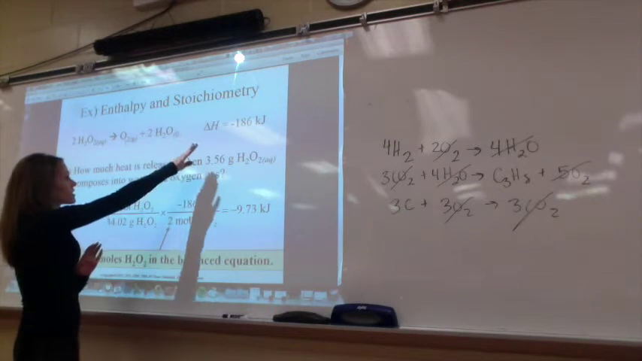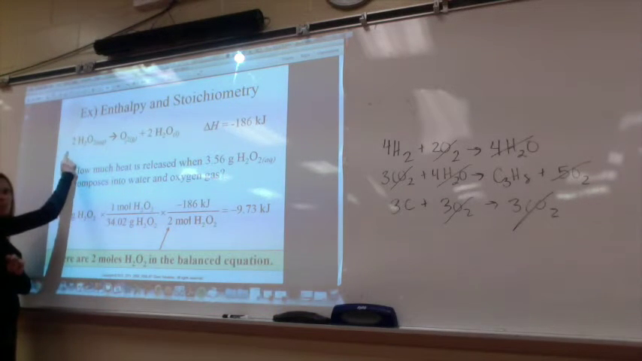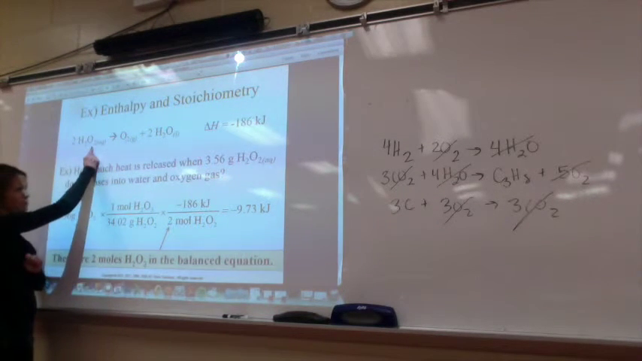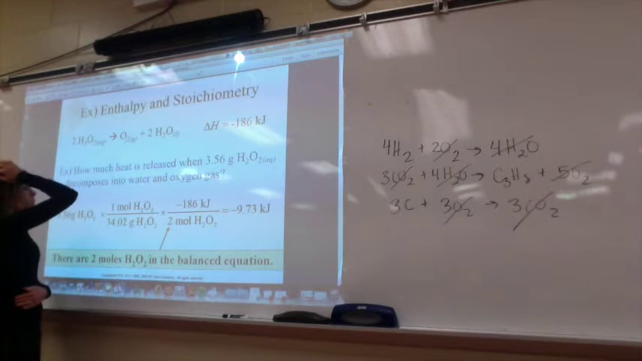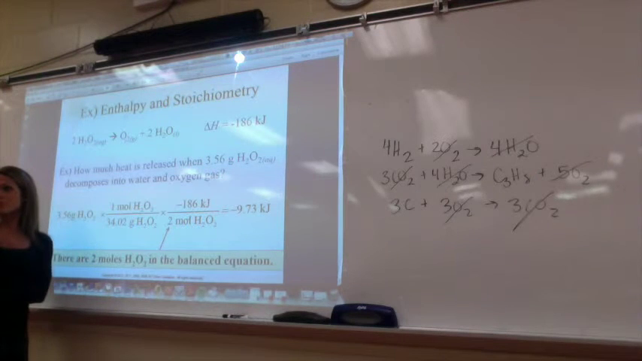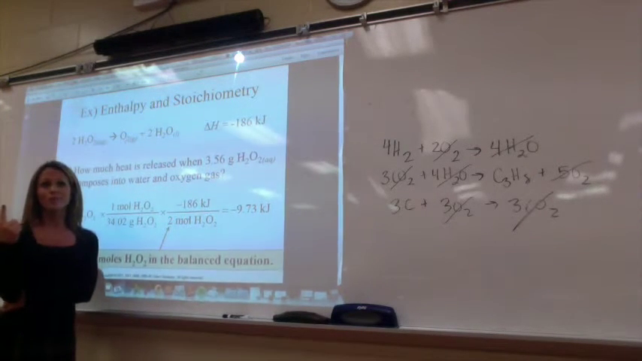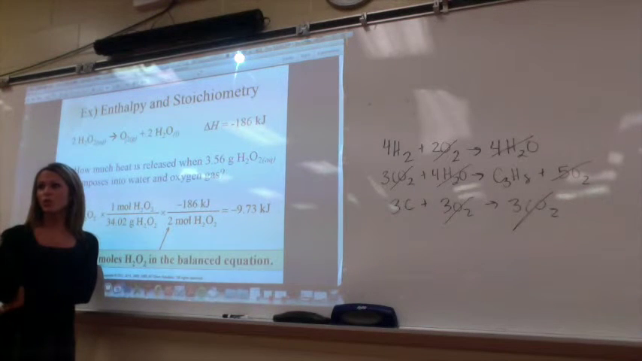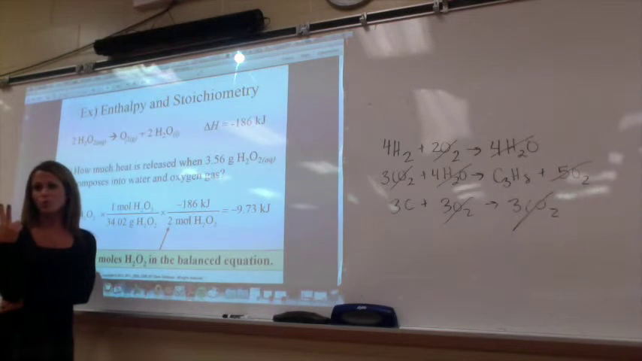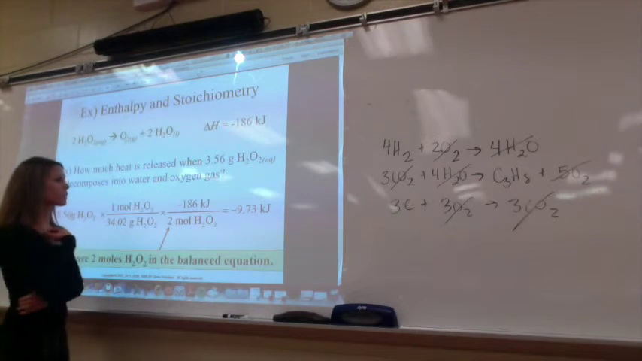So when you see this, you need to recognize, okay, this is the decomposition of hydrogen peroxide going to oxygen and water, but it's for 2 moles of hydrogen peroxide being decomposed. So this delta H value is not per 1 mole. This delta H value is for the balanced chemical equation, which has 2 moles being decomposed. Do you see that?